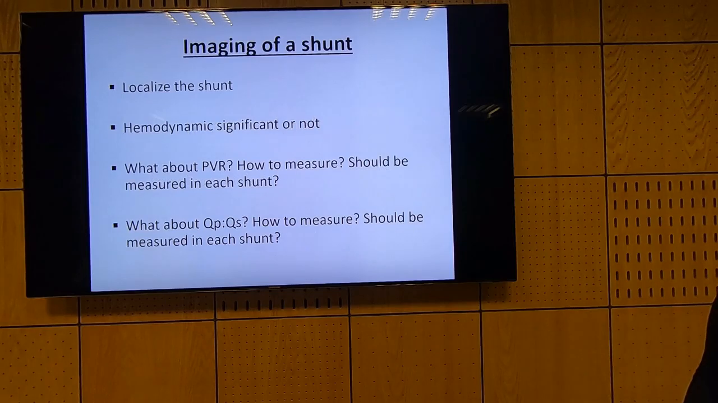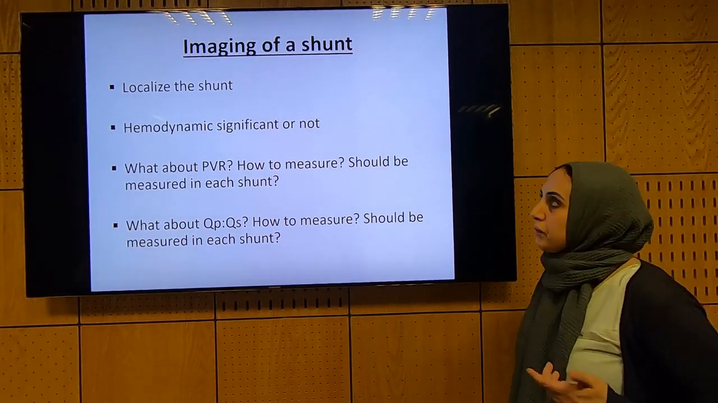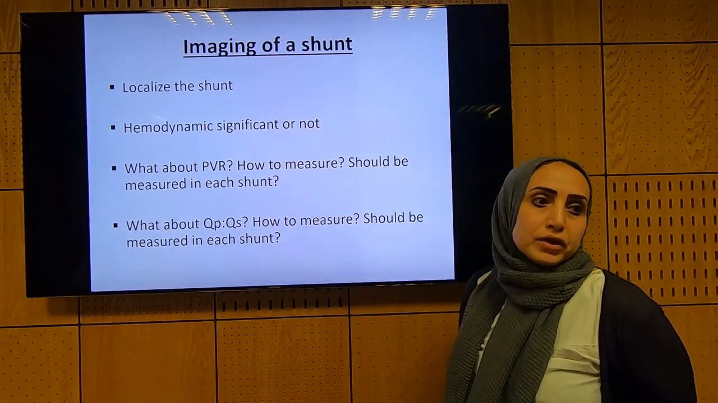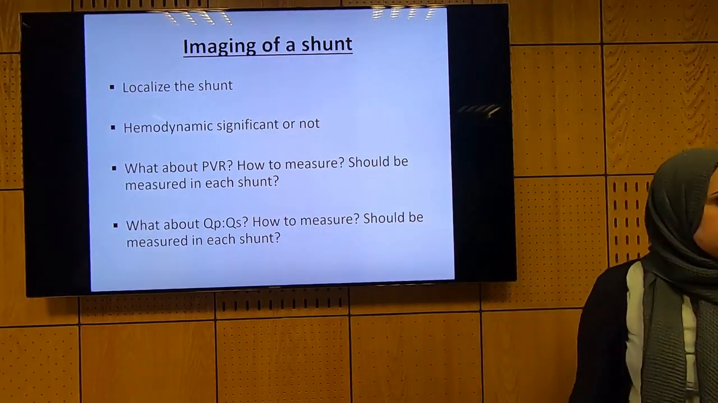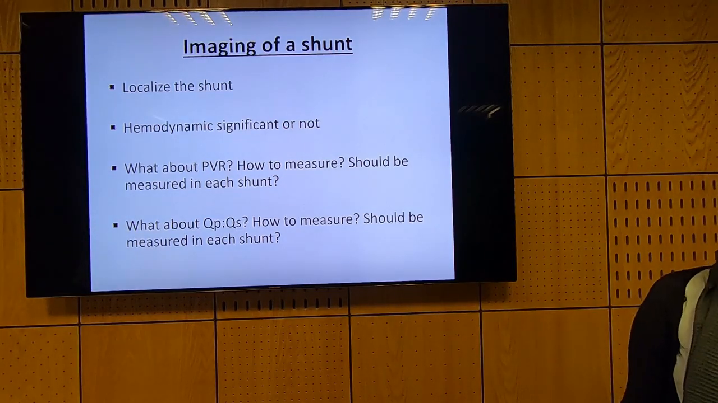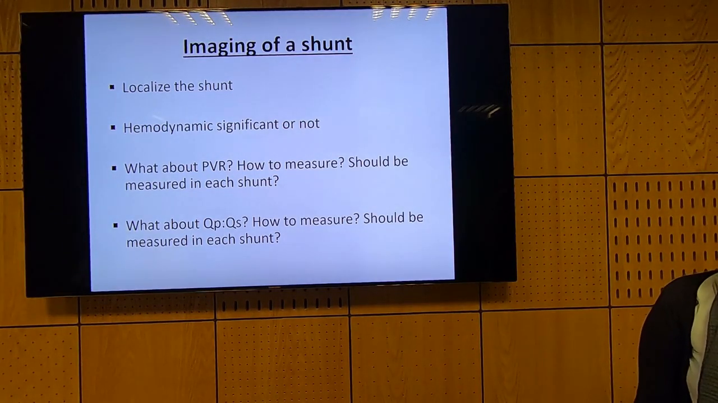Okay, our lecture will be about only 4 points. So the first step of imaging is to localize the shunt. The shunt could be an ASD or VSD or PDA, and we will learn how to localize the intracardiac shunt. Then the second question we have to answer: is it a hemodynamically significant shunt or not?